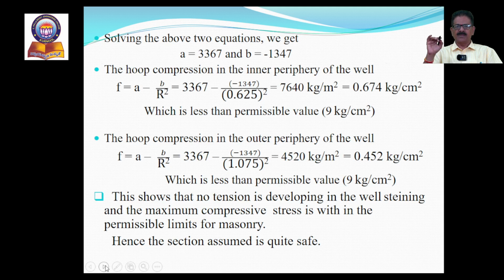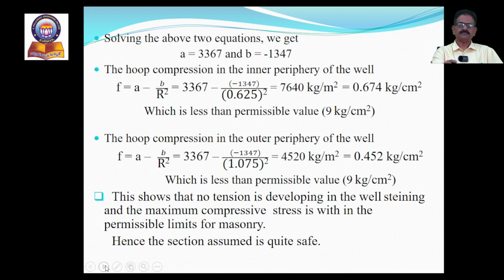So finally, by solving the above two equations 1 and 2 from the boundary conditions, we will get the constant A as 3367 and B as minus 1347. These are the constants A and B already evaluated. So now finally the hoop compression in the inner periphery as well as the outer periphery has to be determined. We simply have to substitute these constants and the corresponding radial distance. You will get the hoop compressive stress.